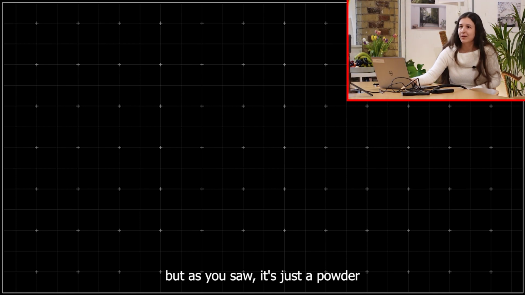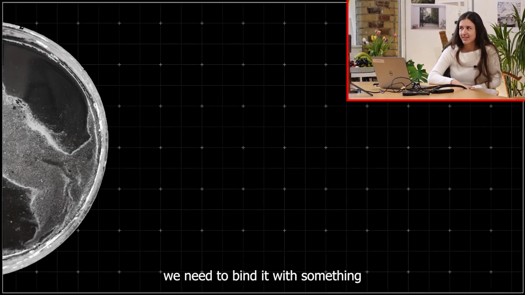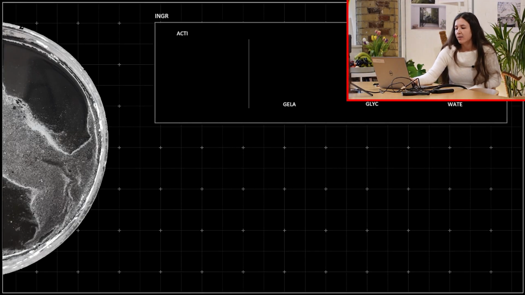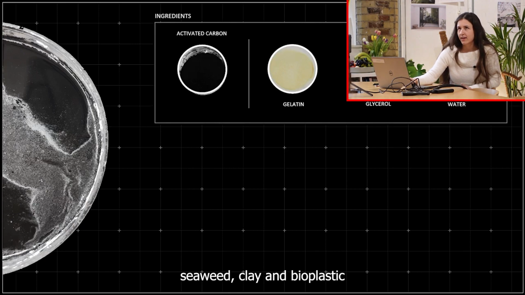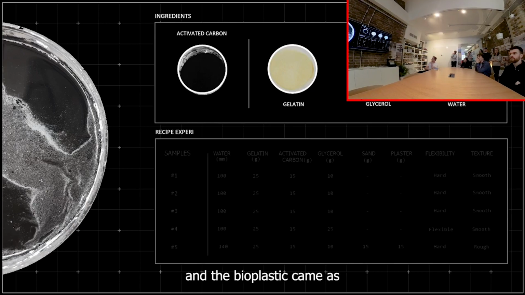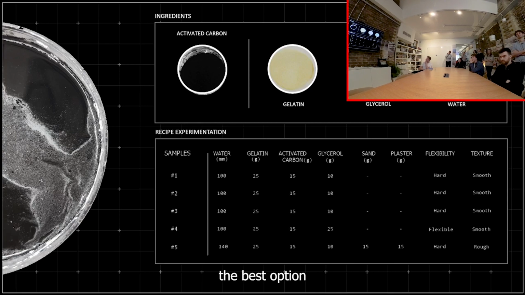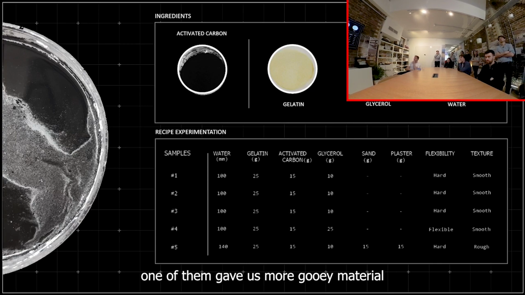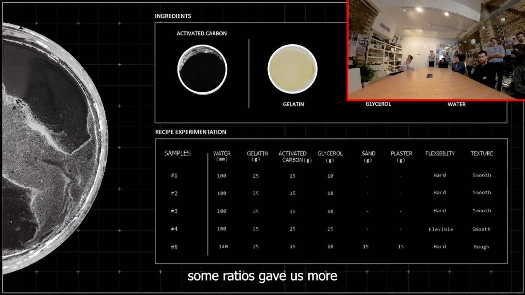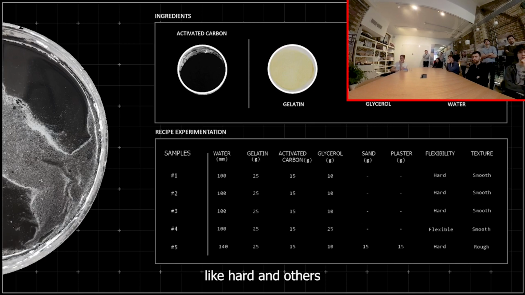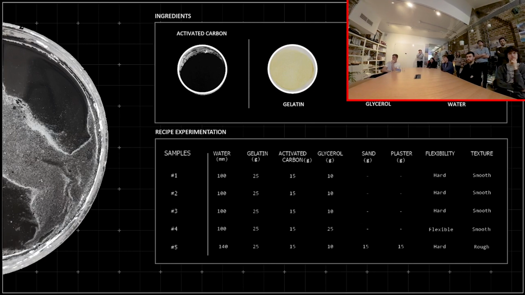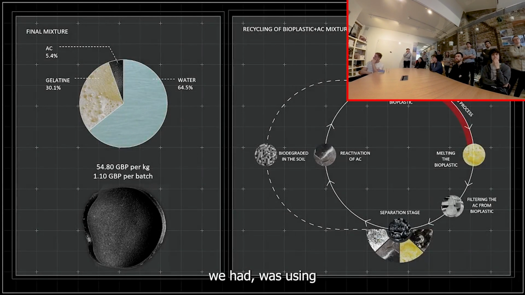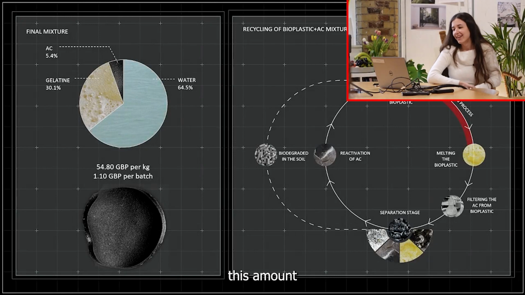But as you saw, it's just a powder. So we said we need to bind it with something to create a material which we can build something from. We researched seaweed, clay, and bioplastic, and the bioplastic came out as the best option. We tried different ratios: one gave us a gluey material, some ratios gave us a hard material, and others a more flexible material. And the final solution that we had was using this amount.